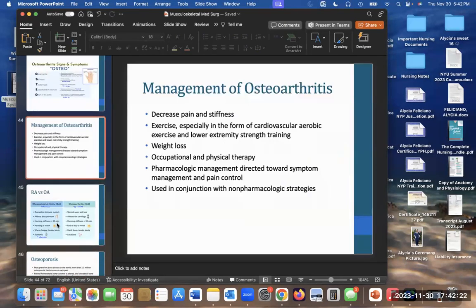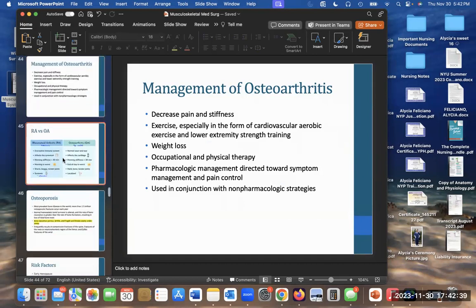Management: decrease pain and stiffness. We don't need anti-inflammatories because it's not an inflammatory process. Exercise, especially if they're overweight, to help reduce the strain on the joints. And maybe some pharmacological management if it's that bad.